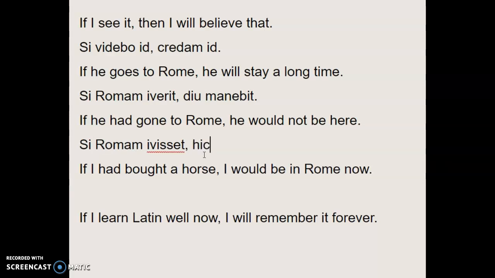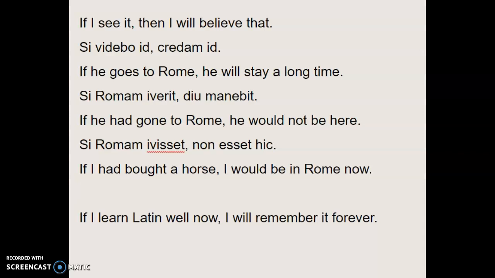So hic for "here," non esset hic. Often you'll see words like nunc to really emphasize the time difference. If he had gone to Rome then, now he would not be here. But this implies the exact same kind of thing. Pluperfect, past contrafactual in the first part; imperfect subjunctive, present contrafactual in the second.